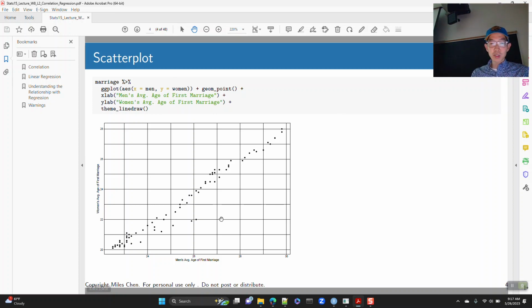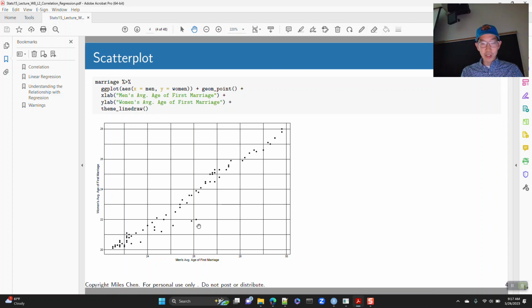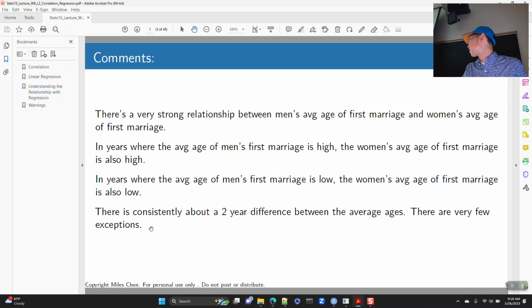If you look at the numbers themselves, most of the time there's consistently around a 2-year gap between the average ages between the genders. There are a few exceptions where over here, men's average age of first marriage is around 26, and women's average age of first marriage is around 22. But by and large, there's a 2-year gap. Right? Here it's around 28 and it's around 26. Here it's around 24 for the men and around 22 for the women. That's what we're seeing here.